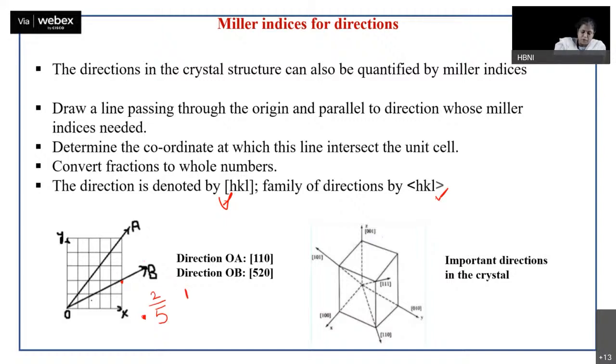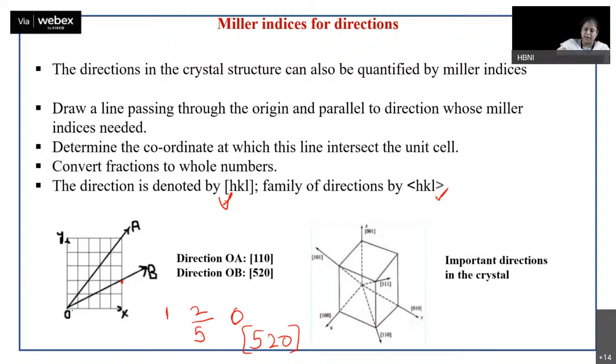Sorry, on the x axis it was 1. The coordinate on the x axis is 1. The coordinate on the y axis is 2 by 5. And on the c axis, as I told you, it is making an intercept of 0, because the c axis goes in this direction. Now, if I want to make these whole numbers, it becomes 5, 2, 0.